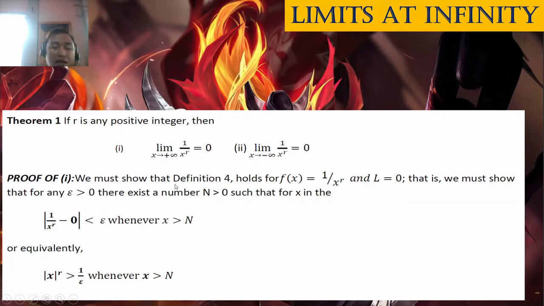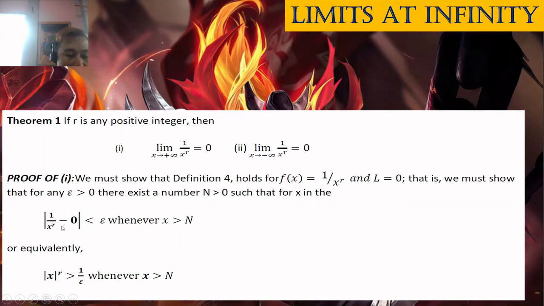Okay, we now show that Definition 4 holds for f of x equal to 1 over x to the r and L equal to 0. So 0 is our L here. That is, we must show that for any epsilon greater than 0, there exists an N greater than 0 such that for x in the domain, 1 over x to the r minus 0 is less than epsilon whenever x is greater than N.